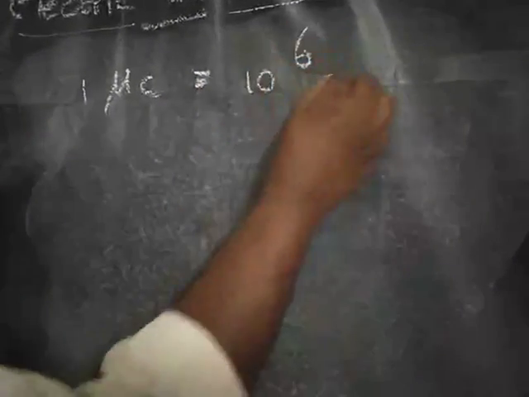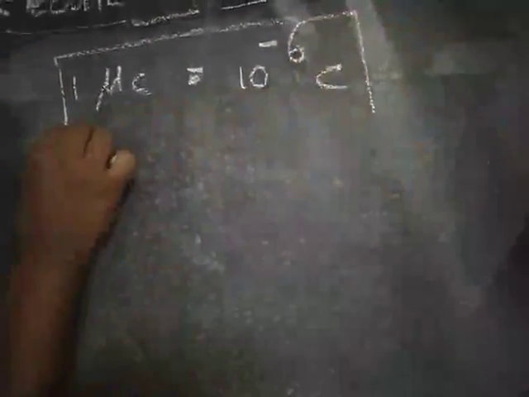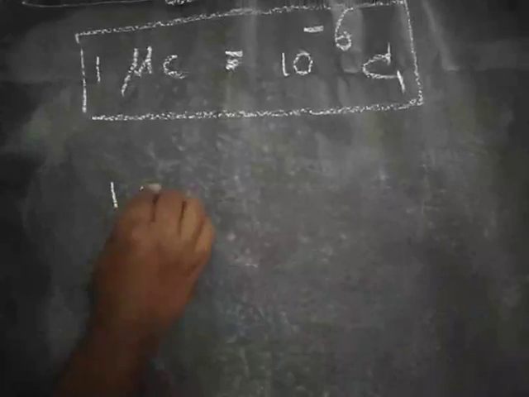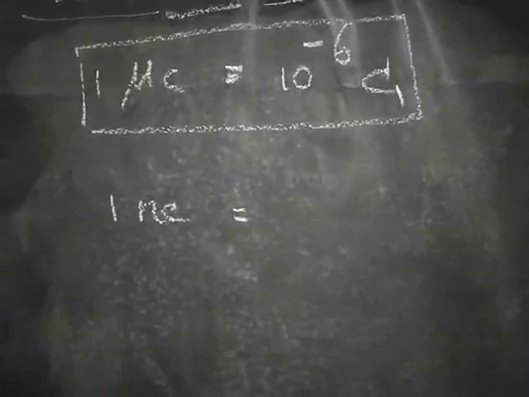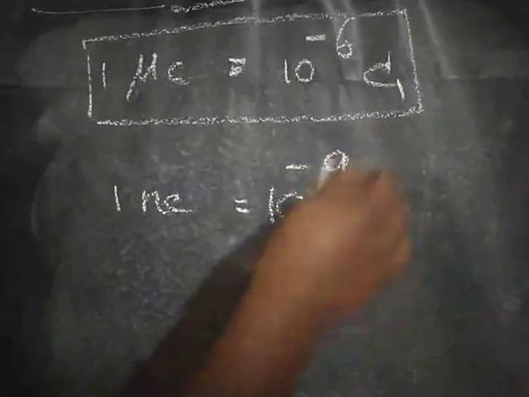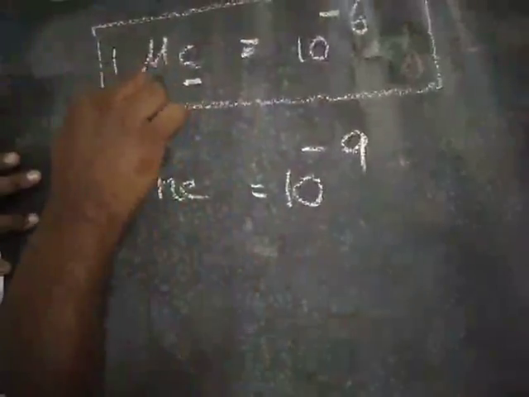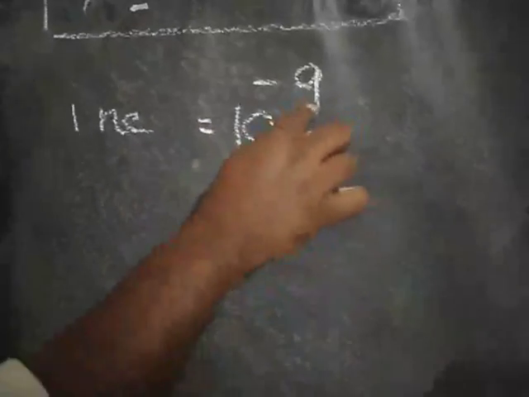So 1 microcoulomb is equal to 10 to the power of minus 6 coulomb. 1 nanocoulomb is equal to 10 to the power of minus 9 coulomb. Here there is no need to write the coulomb unit separately. 1 microcoulomb is equal to 10 to the power of minus 6, and 1 nanocoulomb is equal to 10 to the power of minus 9.